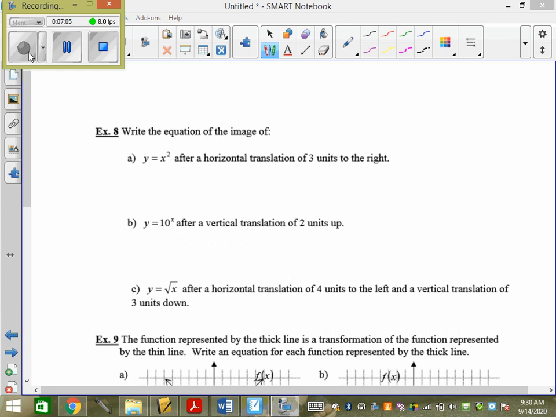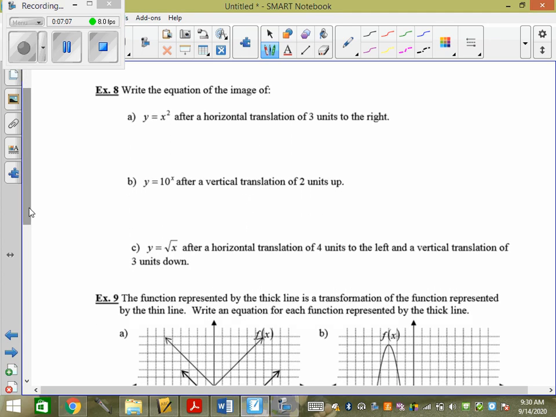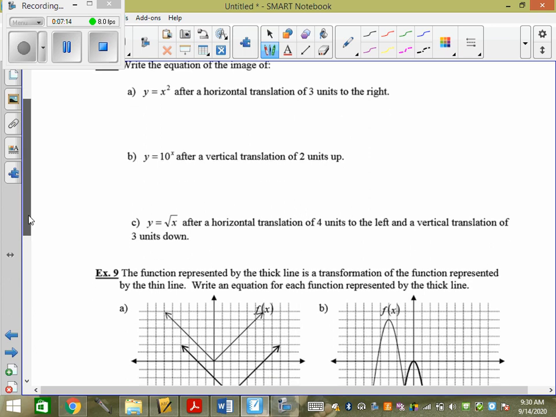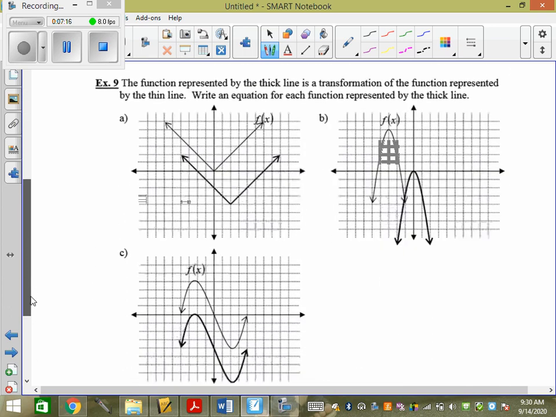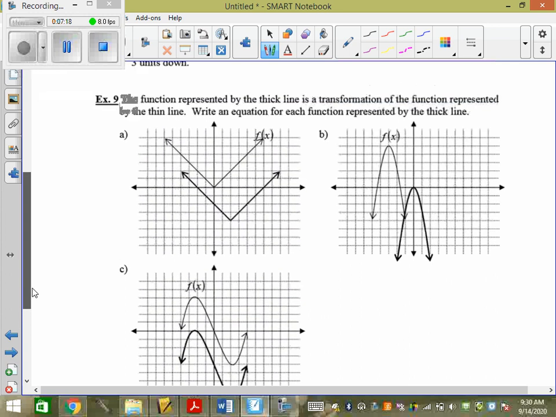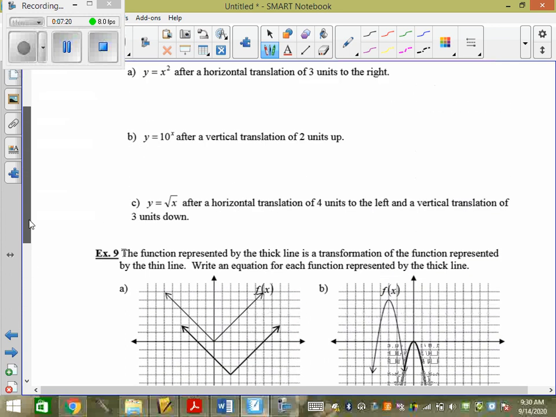Next page. So now you're given transformations and you have to come up with the actual equation. So you're going to do example 8 and example 9. You're going to give them a graph and you have to come up with the equation. So try example 8 and 9.